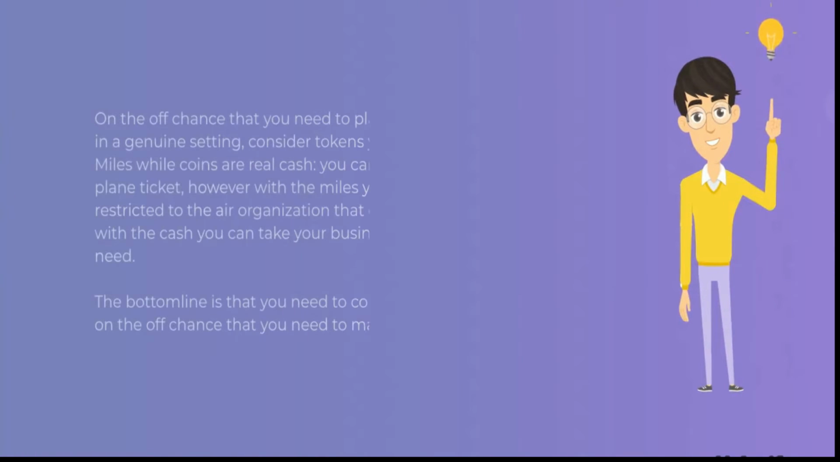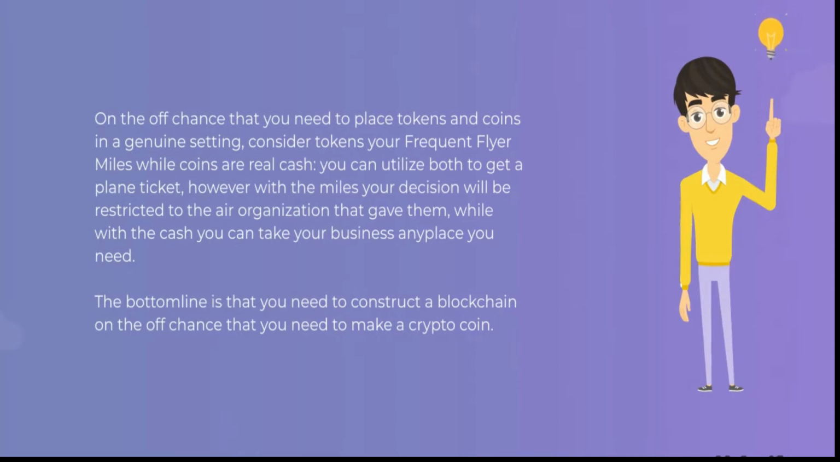If you want to put tokens and coins in a real-life setting, consider tokens your frequent flyer miles while coins are real cash. You can use both to get a plane ticket, but with the miles your choice will be limited to the airline that issued them. While with the cash you can take your business any place you want. The bottom line is that you need to build a blockchain if you want to make a crypto coin.